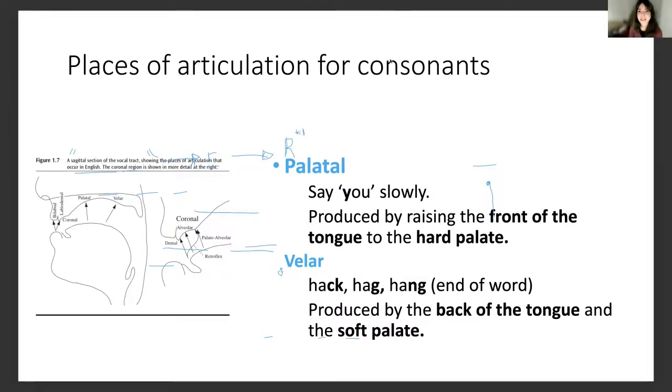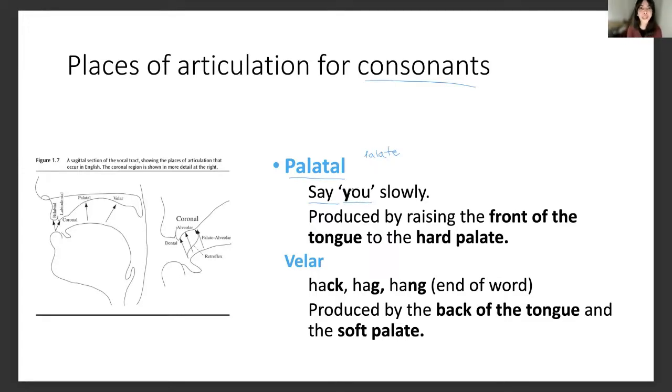Another place of articulation that we have for consonants is called the palatal. So palatal, if you think about the word, it sounds like palate. Specifically, we can think of the hard palate, all right? That's because sounds that are classified as palatal take place in the hard palate region of our mouth. So perhaps you can try saying the first sound in this word slowly. So it's "you", right? But let's say "you" slowly.